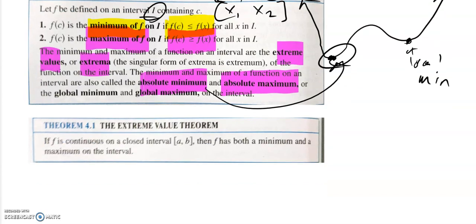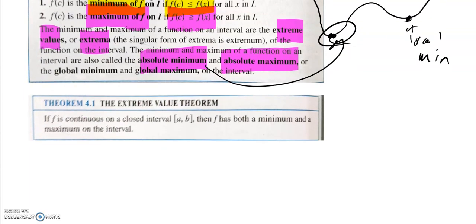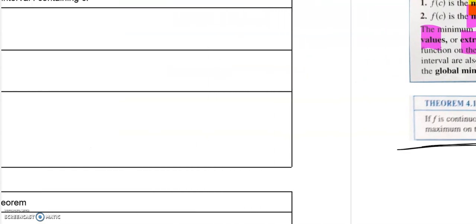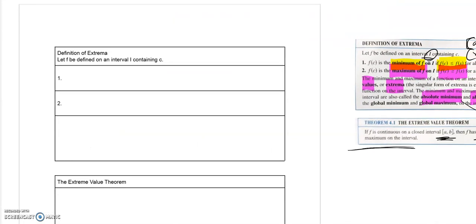And then the extreme value theorem says, listen, if f is continuous on a closed interval, and this is your interval, then it has to have both a minimum and a maximum. Any graph, if it's continuous, because you could have broken graphs like piecewise functions, is going to have both a maximum and a minimum. And that's what we're going to look at in finding the maxes and mins.